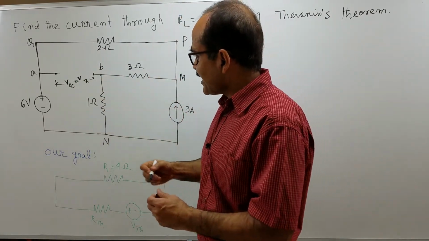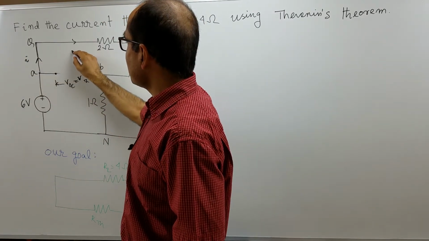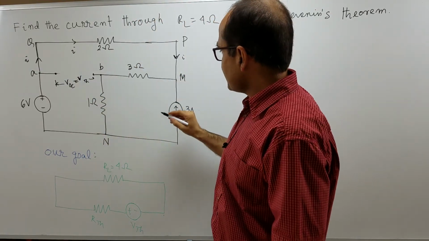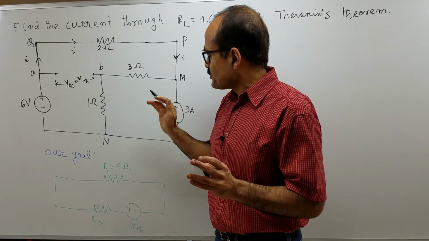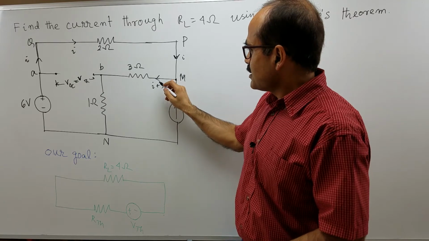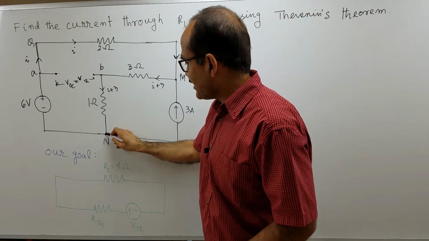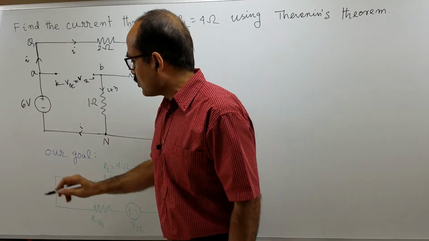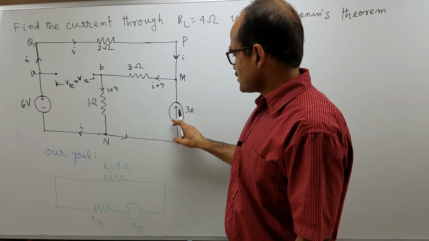For that we first assign some current to all the branches. This is I, and the same current I flows here and comes down, and then this 3 ampere and this I get added up. We use KCL at M and get that the current here is I plus 3. This same I plus 3 flows down here, and at N it gets split into I flowing back to the 6 volt cell and 3 ampere flowing back to the current source.